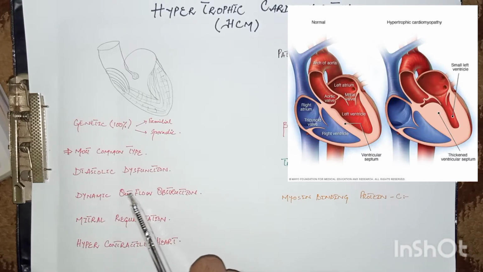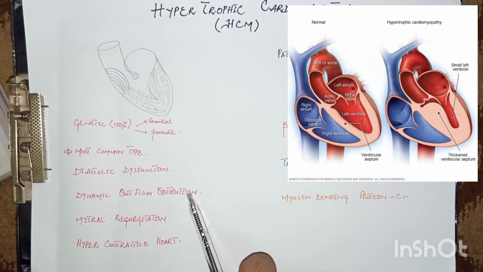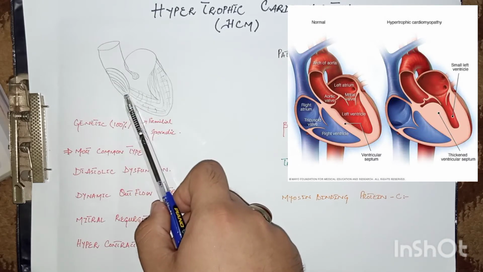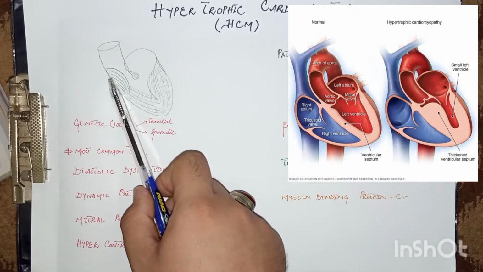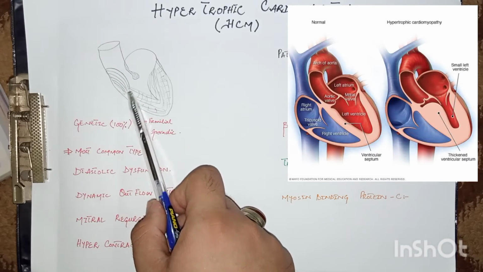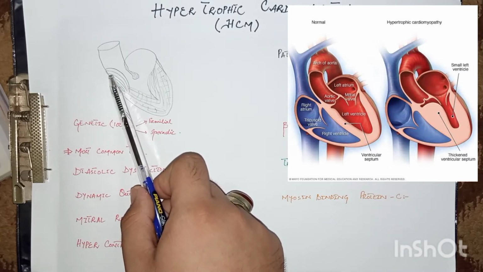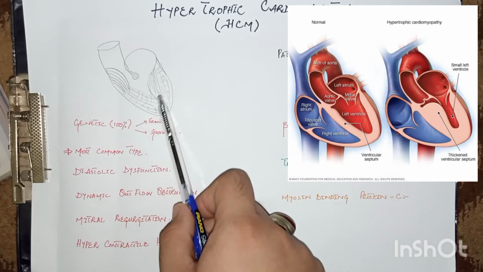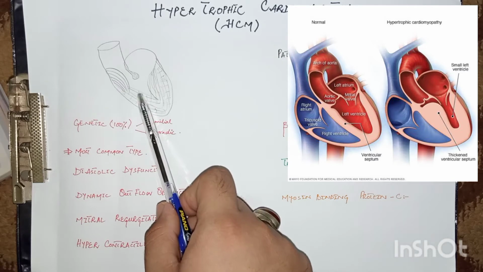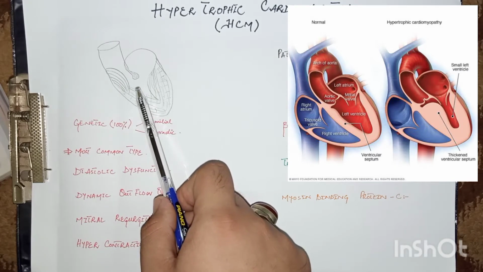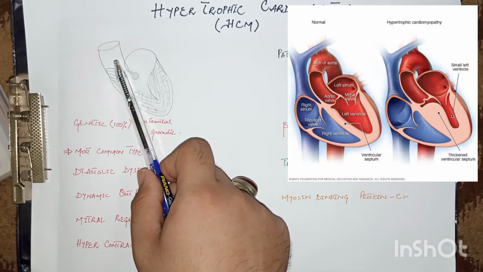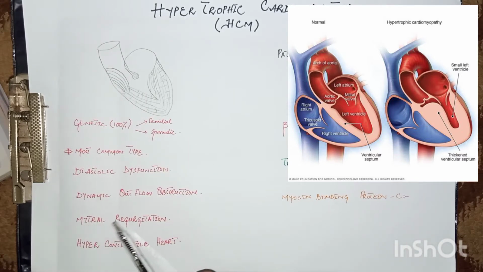This dynamic outflow obstruction is because of asymmetrical hypertrophy of the interventricular septum. As you can see in this diagram, especially the upper one third part of the septum is asymmetrically hypertrophied, and it acts as a blockage or obstruction when the heart is in the systolic phase. When the heart contracts, this acts as a blockage, so there is no proper ejection of blood from the left ventricle into the aorta.